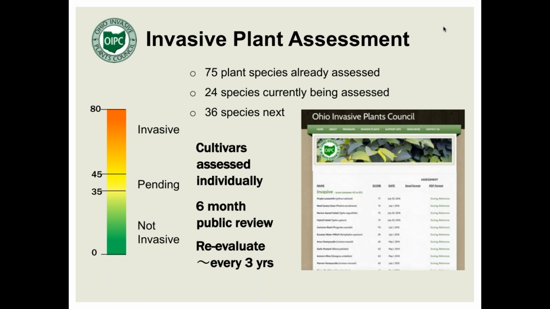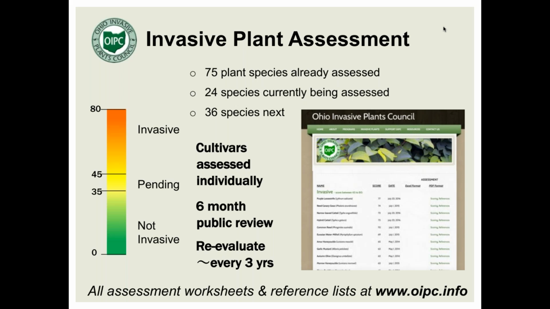We do try to reevaluate species every 3 years or so. Really what it comes down to is, if we get a question, for example, princess tree, we keep having to review it because it's changing so fast. As you might know, it's a huge problem in southern states, and it's moving up into our area as well. So again, I want to emphasize that all our assessment worksheets and reference lists are on our website, and you can see that there at oipc.info. I also manage the website, and so we try to keep that up to date as much as possible.